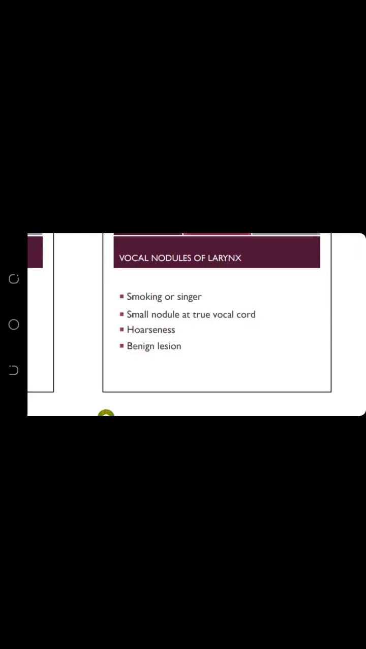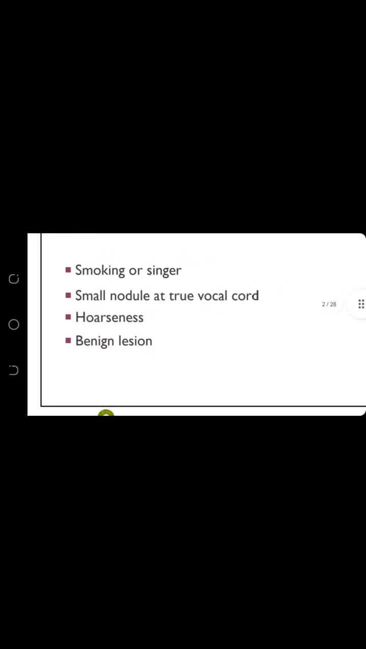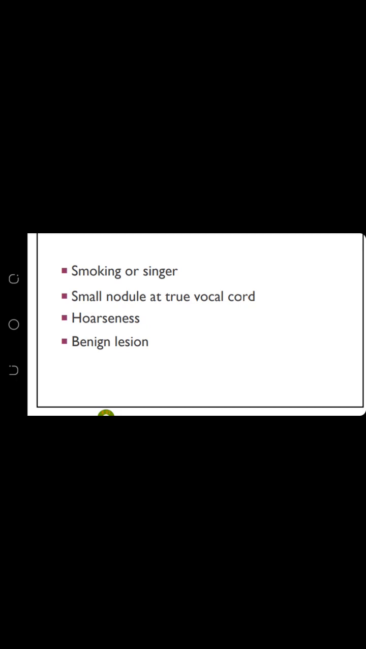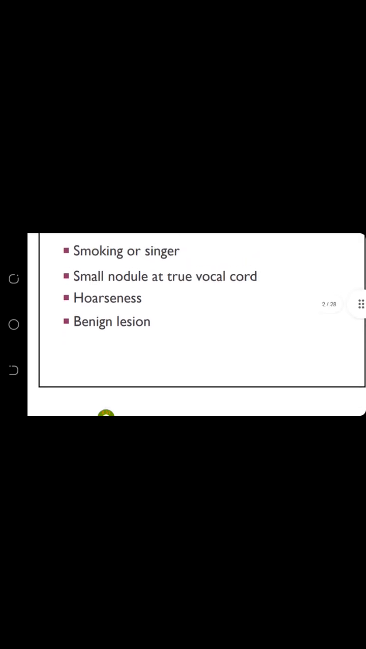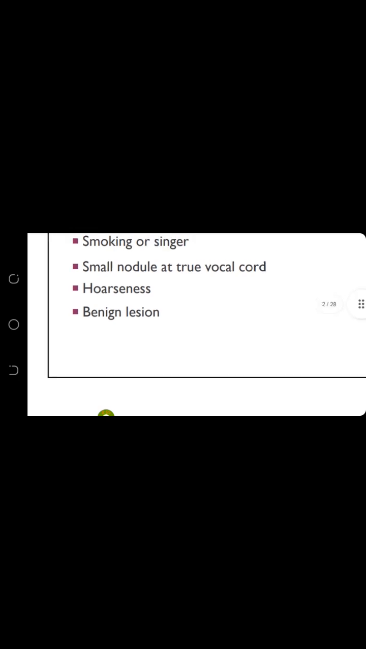Okay, so now let's look at the other part, which is the small nodules that are found at the true vocal cords, as well as the hoarseness. Hoarseness is when your voice is hoarse, like it becomes too deep, as if it's a bass tone. Then benign lesions. These are some of the conditions that are commonly found on the larynx.